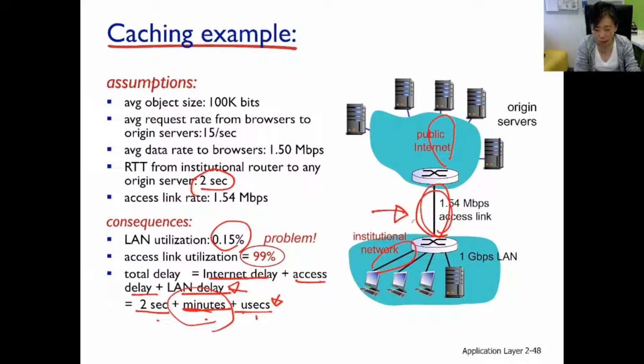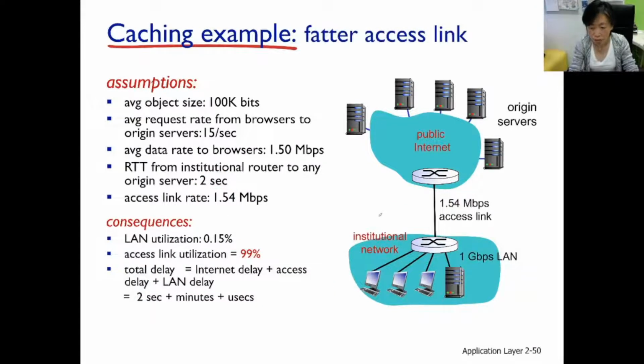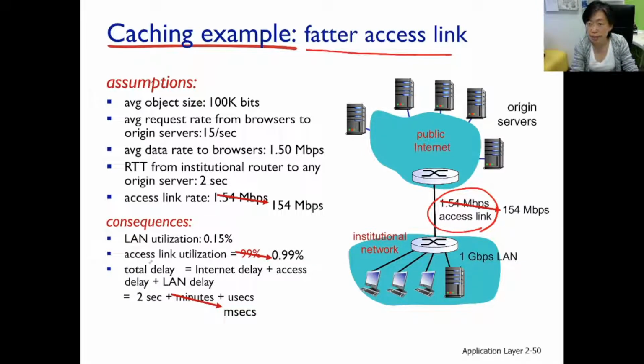Let's look at the second scenario. In scenario 2, let's try to address the issue here, because this is the bottleneck link where the delay came from mostly. And let's blow it up 100 times. How about that? So using a fatter access link there. The result is that the access link utilization is also reduced 100 times. Less than 1% utilization, you can imagine the queuing delay being very, very short. That brings this component of the delay down to milliseconds.